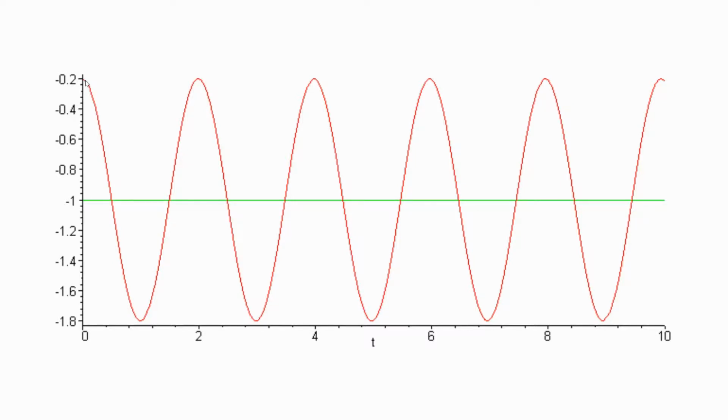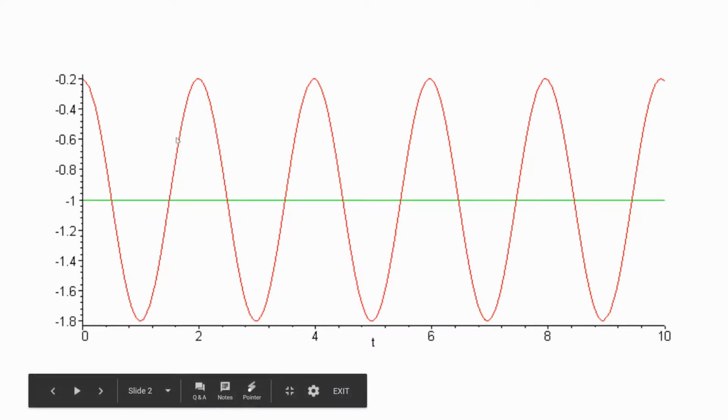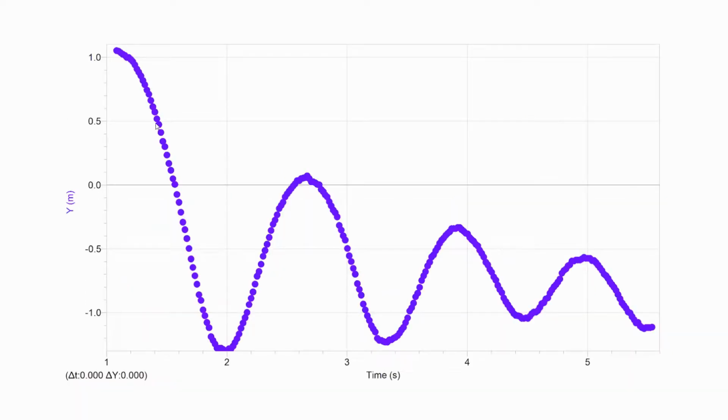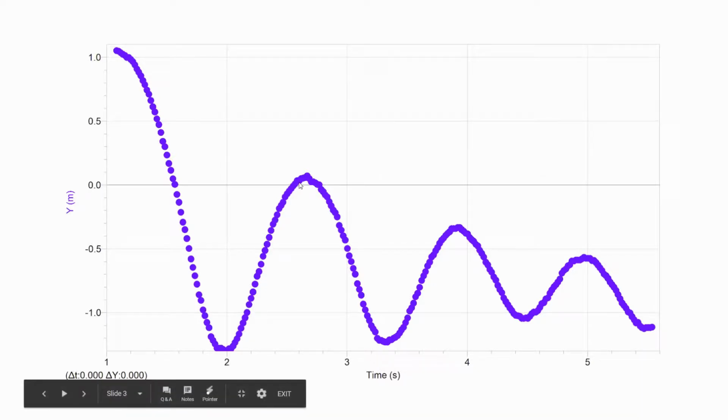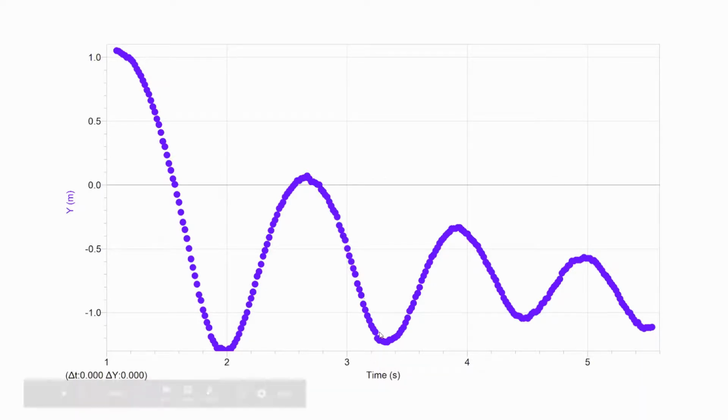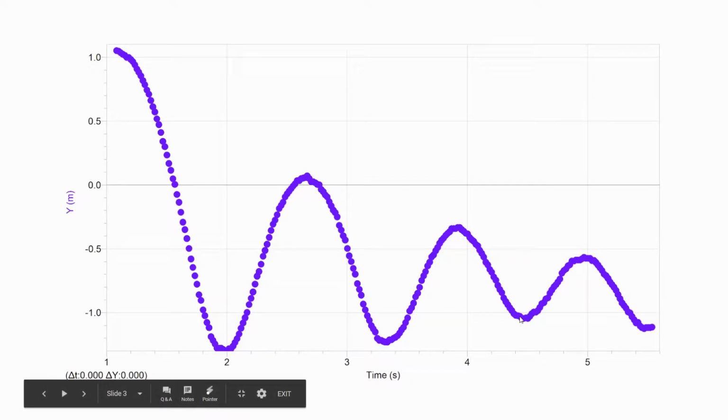For example, if there was no air resistance, the graph of the motion of the jumper would look like this, oscillating to the same height persistently forever. But in real life, with air resistance, the graph of the motion of the jumper would look like this, with the jumper losing gravitational potential energy with every oscillation back upwards.